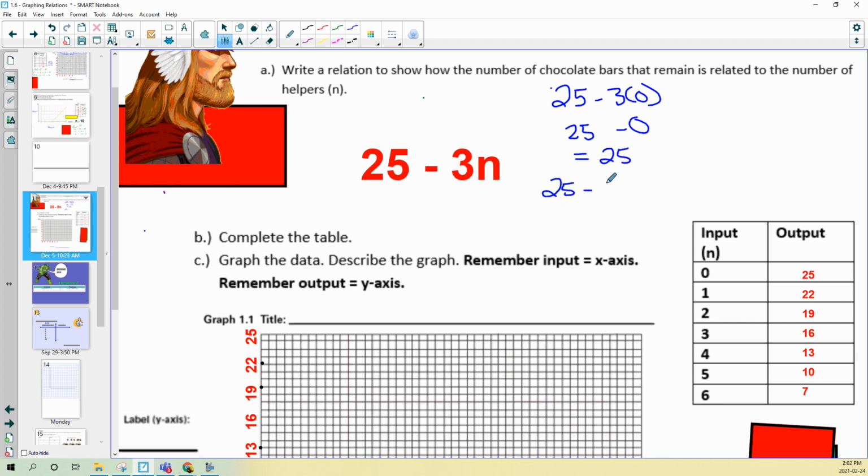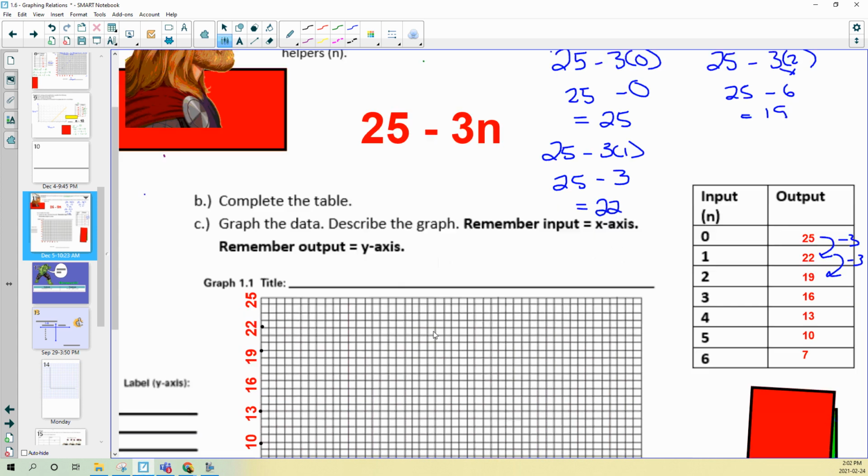25 minus 3 times 1 gives me 25 minus 3, which gives me 22, which is our next one. And then lastly, 25 minus 3 times 2. So if there's 2 helpers, then there would be 6 chocolate bars being deducted, and he would be left with 19. So as you can see here, constantly it's minusing 3 each time. Then I can follow that pattern all the way down until I've completed the chart.